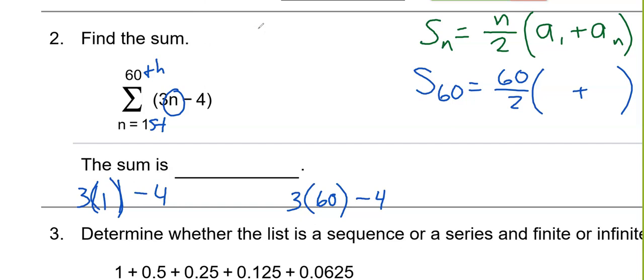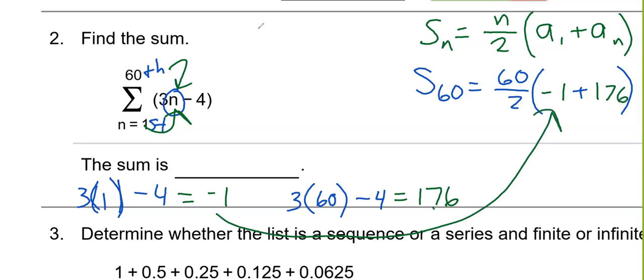You want to plug in a 1 to find the first term, and plug in a 60 to find the last term. So when we plug in a 1, we get -1. And when we plug in a 60, let's see, 180 take away 4, that would be 176. So now we have the two remaining pieces of the puzzle.